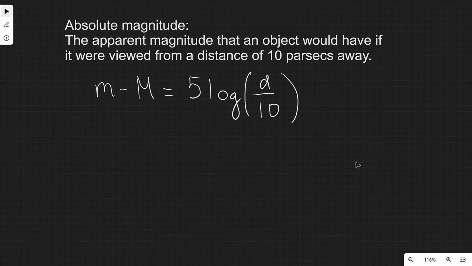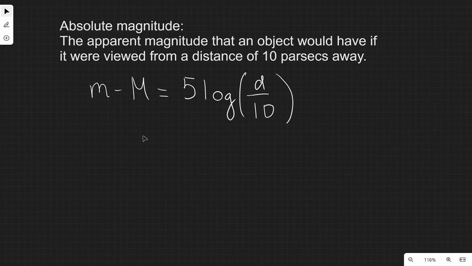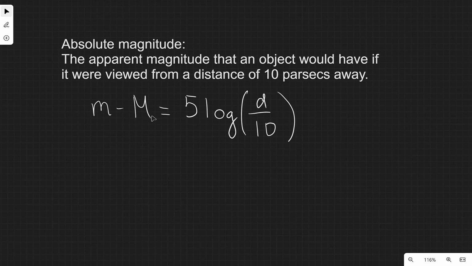And we can find that using this formula over here, where m take away capital M, so the absolute magnitude, by the way, is typically given the symbol capital M, and that's just this. The apparent magnitude is this, and that is a logarithmic equation, is equal to 5 log the distance divided by 10. Now, important that this distance has to be in parsecs.